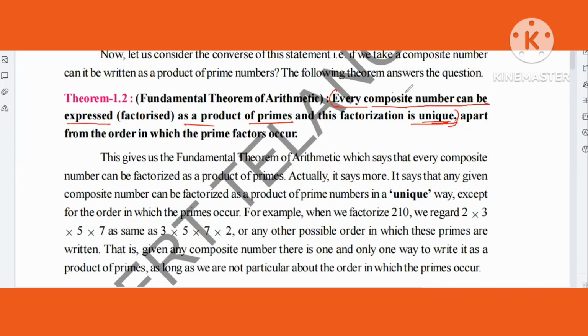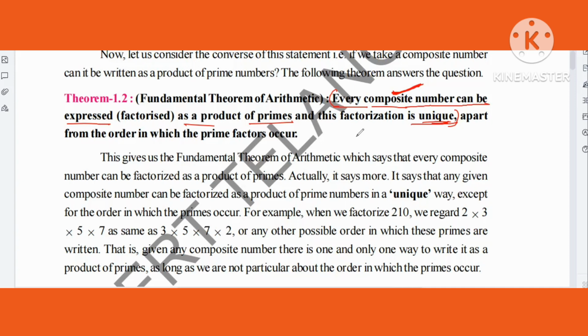Every composite number, yes, every composite number can be expressed as a product of primes. Do you know what a composite number is? The numbers which have at least three factors are called composite numbers.